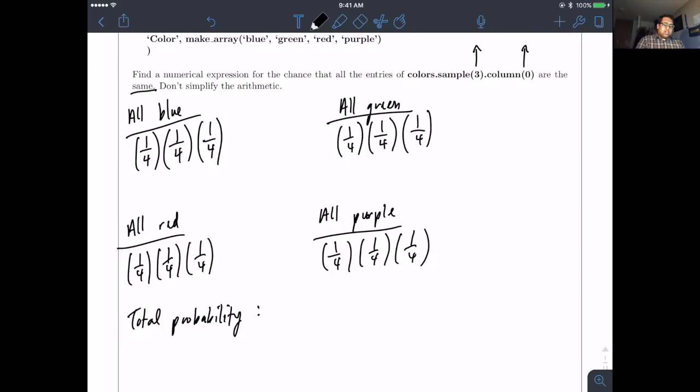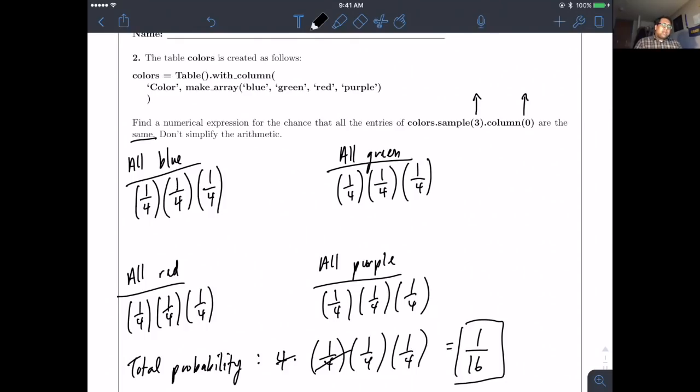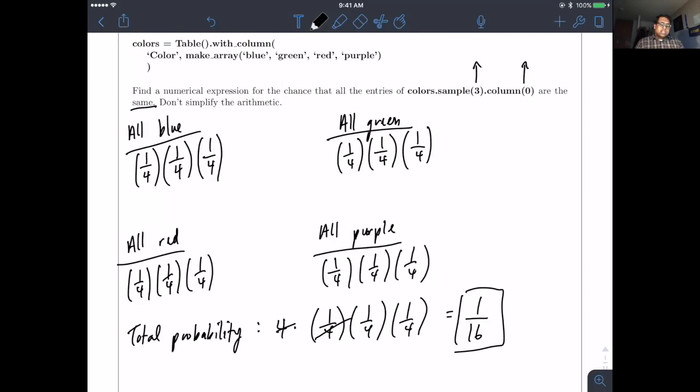So we have 4 of the exact same thing. So we have 4 times 1/4 times a quarter times a quarter, which just simplifies to 1/16. So what this tells us is, if we randomly sample 3 elements from this array, blue, green, red, and purple, obviously with replacement, then there is a 1 in 16 chance that we will select the same color all 3 times.